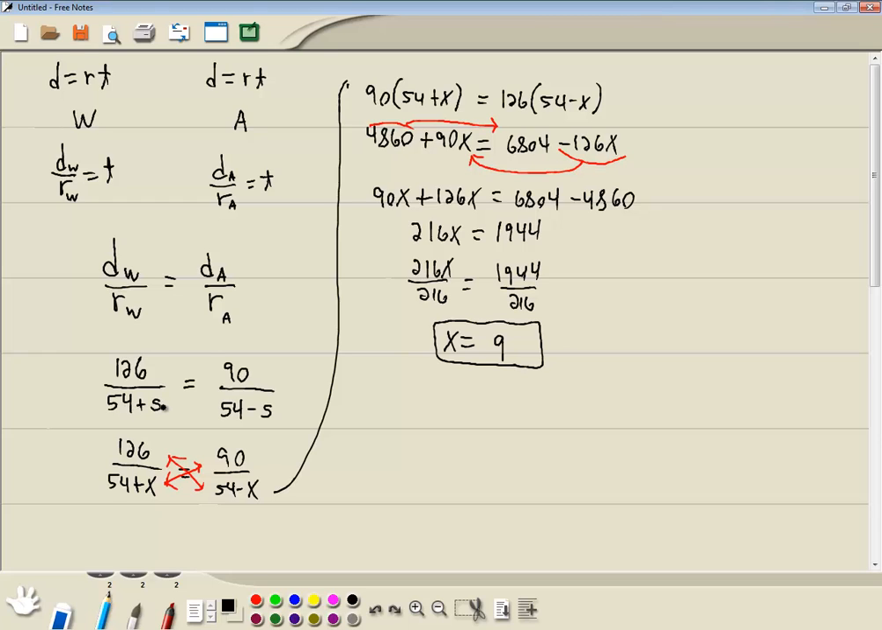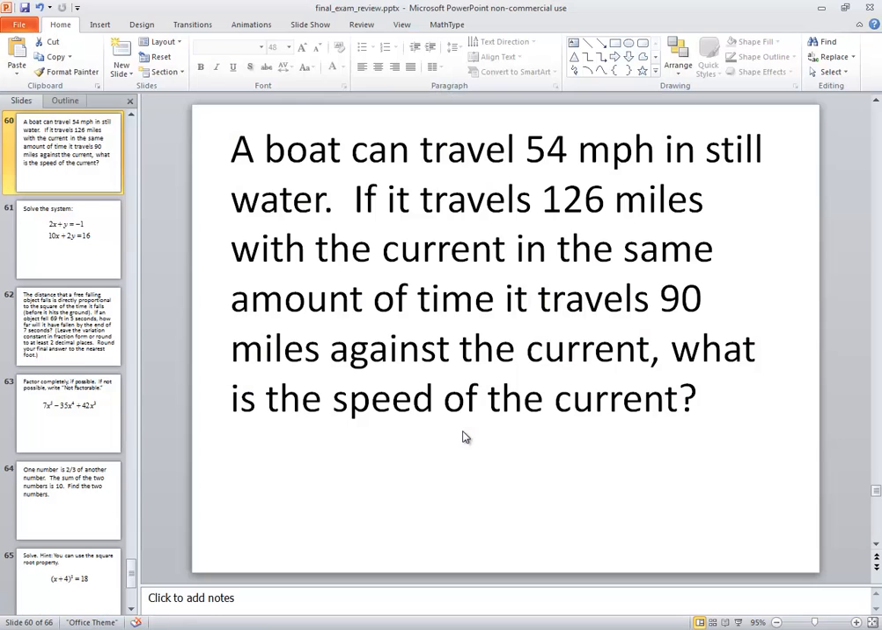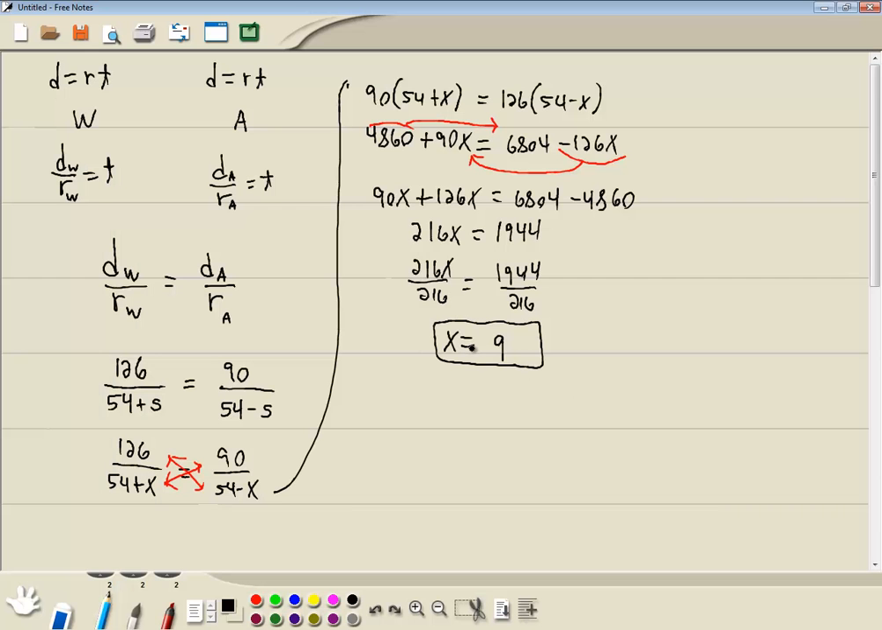So 54 plus 9, that means it's going 63 with the current at your back. 54 minus 9 gives us 45, since the current's working against you. Let's make sure that's what they're asking for. Sometimes I don't read a problem closely. What is the speed of the current? Okay, so that's what we found. Now, if I had come up with a negative 9, for example, that would have told me that I did the setup wrong. Instead of a plus here, it should be a minus, and over here, instead of a minus, it should be a plus.